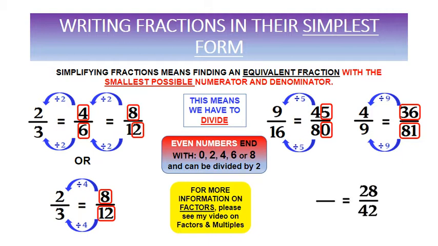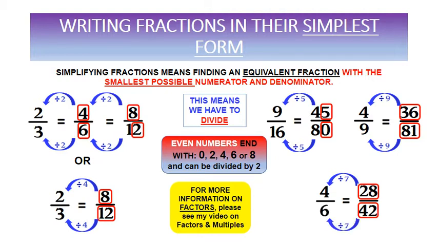And one more example. This time we've got 28/42. Well, they're both even numbers, so I could divide them by 2, but I'm going to look for a higher common factor. So I notice that they're actually both multiples of 7 and therefore can be divided by 7.